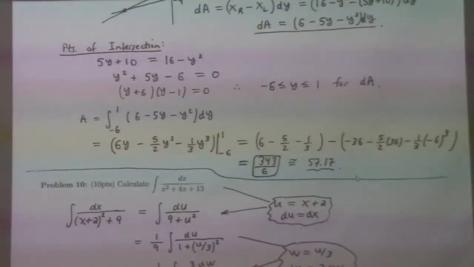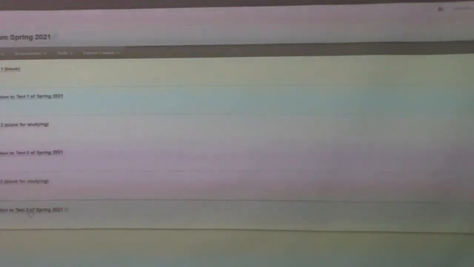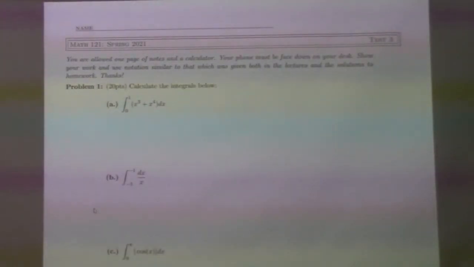Anyway, that's that. So let me just look at something right quick. I also have tests from spring 2021 in here, right? So let's just take a gander at test 3 from spring 21. What was it? Kind of similar, right? I mean, the first one's almost the same. Might be the same.